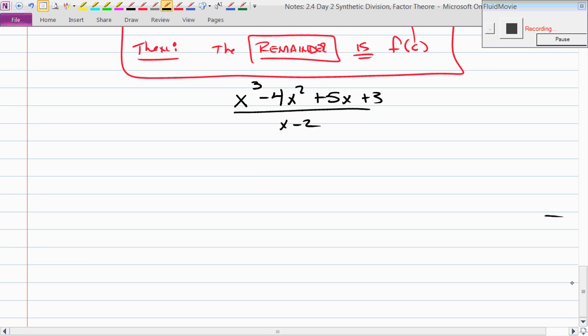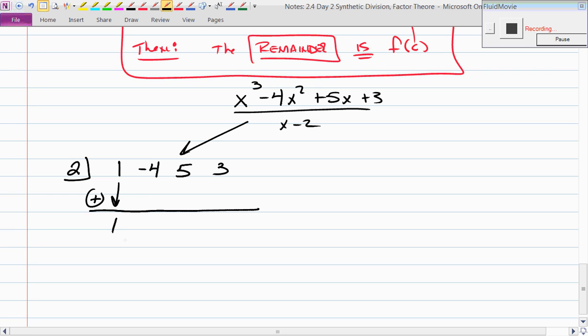First thing I'm going to do is go ahead and use synthetic division, the good old synthetic division way. So I'm going to go 2. I'm going to go 1, negative 4, 5, and 3. Skip a line, draw a line. Add. Bring the 1 down. I'm getting a 2 here. This looks like negative 2. This is negative 4, that's a 1. That's 2, that's a 5. So what is my remainder?